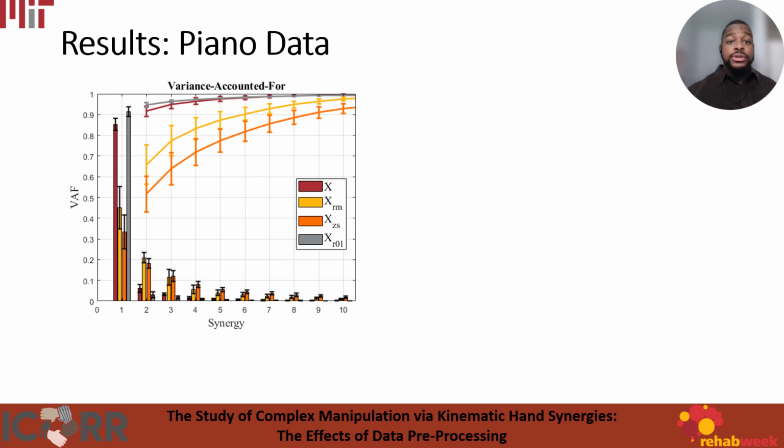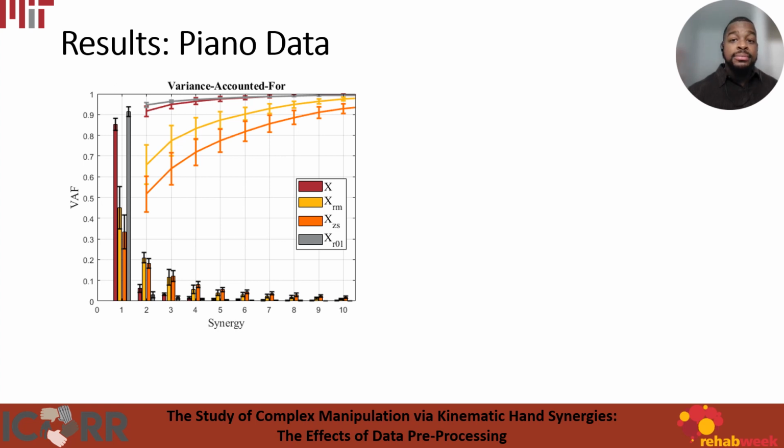Now, with those insights from our validation data, let's take a look at the piano data. What is shown here is a variance accounted for of the first 10 synergies for each of the 4 preprocessing types averaged across piano piece. What is obvious is that these curves significantly differ depending on the data preprocessing type.